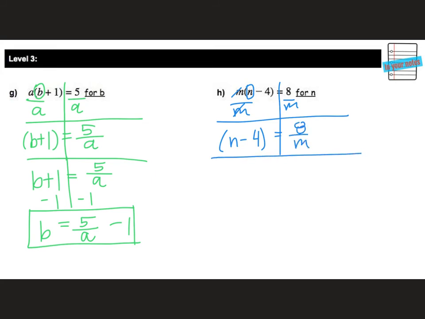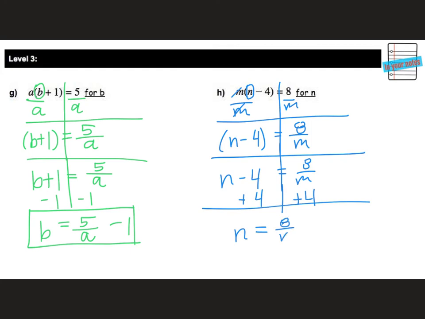Now, again, since I don't really need these parentheses anymore because there wouldn't be confusion about the order that we would do these operations, we can go ahead and get rid of them. So to get n by itself, we have one more step of adding 4 to both sides. And we'll come out with n equals 8 divided by m, all of this plus 4. Those are level 3 examples with those parentheses.